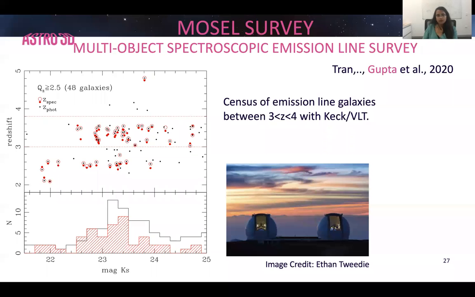So what we are doing is we are using this MOSEL survey, which is the Multi-Object Spectroscopic Emission Line survey. It's a census of emission line galaxies between redshift 3 to 4, and we are using both Keck and VLT for this survey.